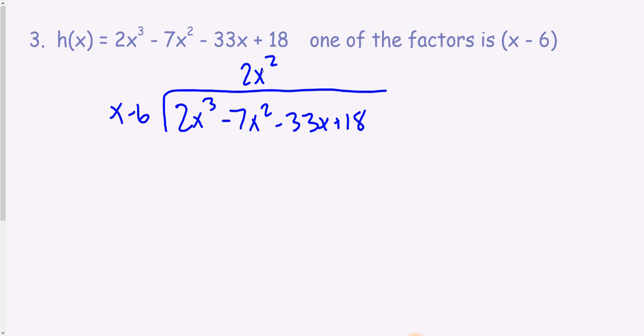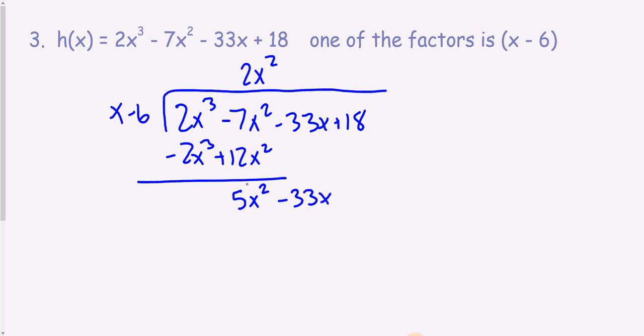So now we do multiply. We get 2x to the third minus 12x squared. Careful, the 2 does get multiplied there. Okay. Change the signs and add 5x squared. Be careful. It's very easy to get a 19 here, and the 19 will make this very difficult to do. Okay, so you do get a 5x squared minus 33x. Divide by x plus 5x.